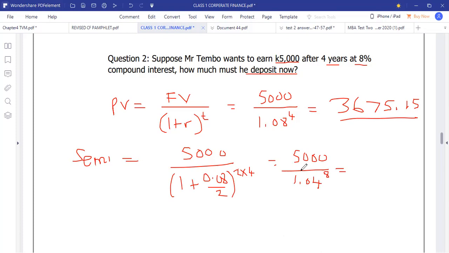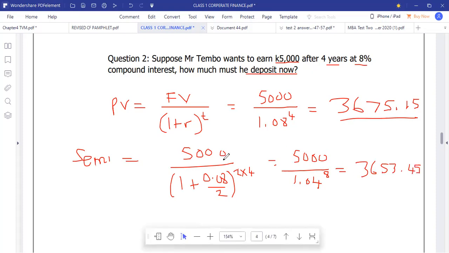5,000 divided by the answer, our final answer will be 3653.45. So you need to understand the whole principle. This was a single deposit, but it was annually. That's why we didn't do this. But if it's semi-annually, remember, you always divide the rate by M and the time multiplied by M. Don't forget that.